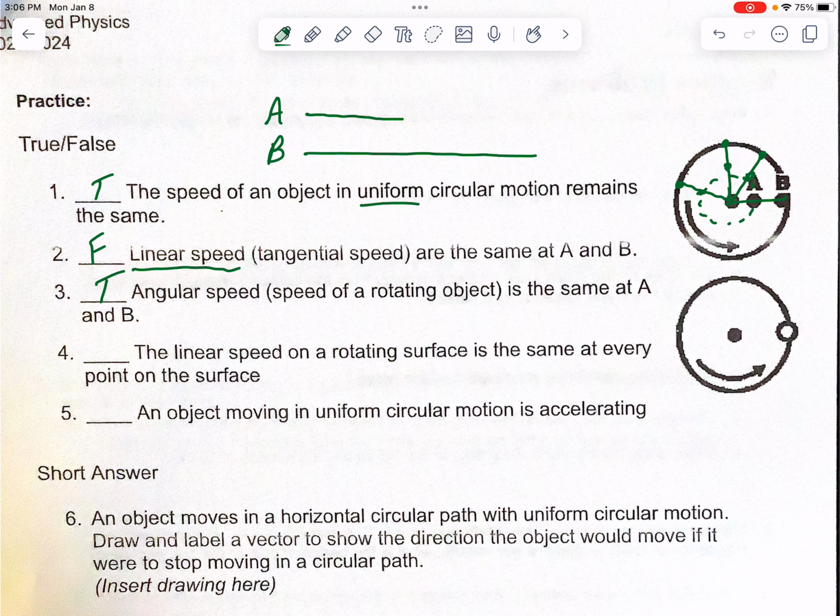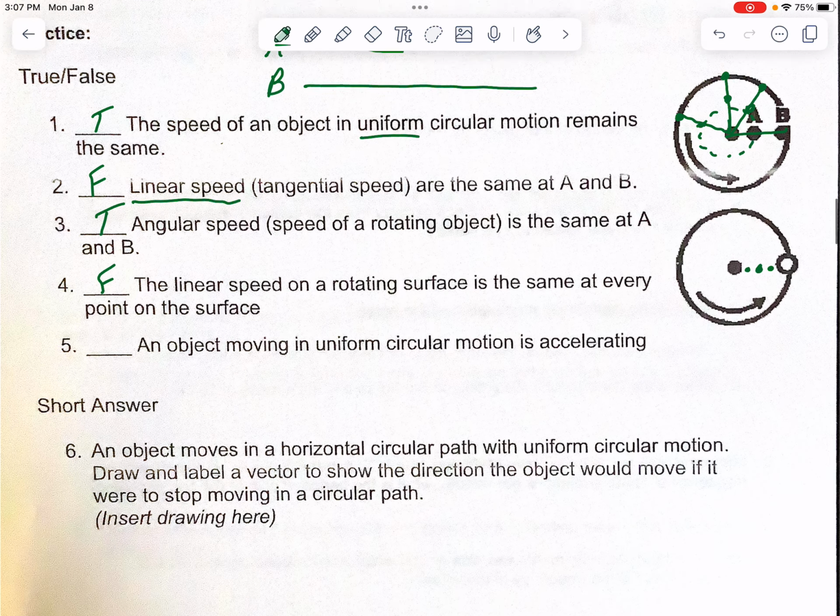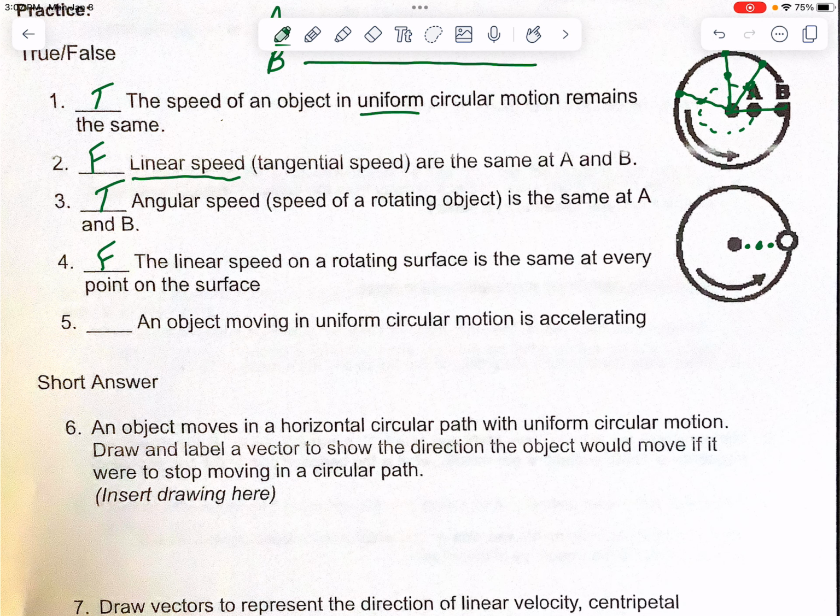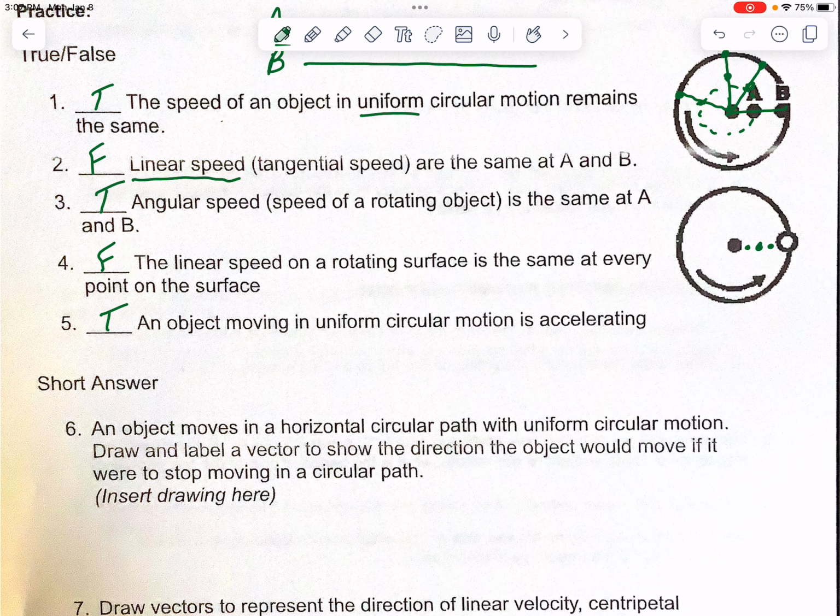Okay, number 4, the linear speed on a rotating surface is the same at every point on the surface. We just talked about that in number 2. If I start picking different points on this circular motion, they're all going to have different linear speeds because they have different amounts of ground to cover. So this is going to be false. Number 5, an object moving in uniform circular motion is accelerating. Remember, there are 2 ways to accelerate: either you're speeding up or slowing down, or you're changing direction. Since you're always changing direction in a circle, this would be true.